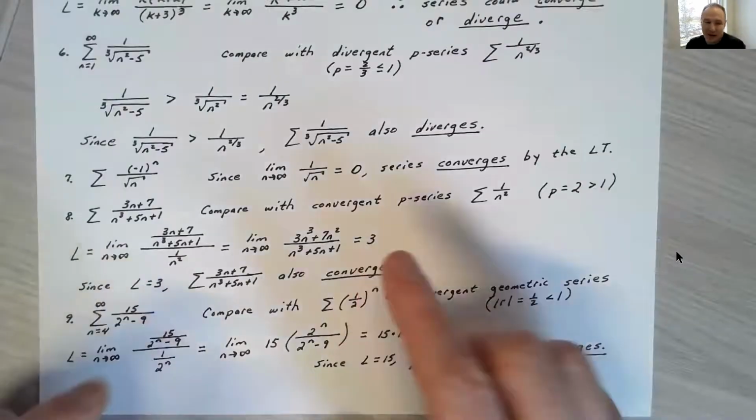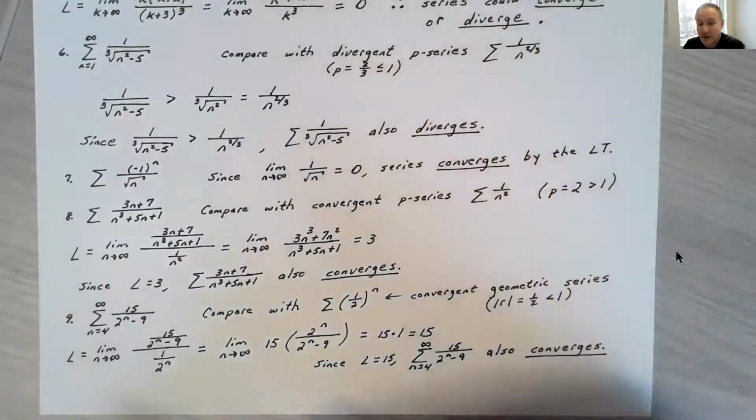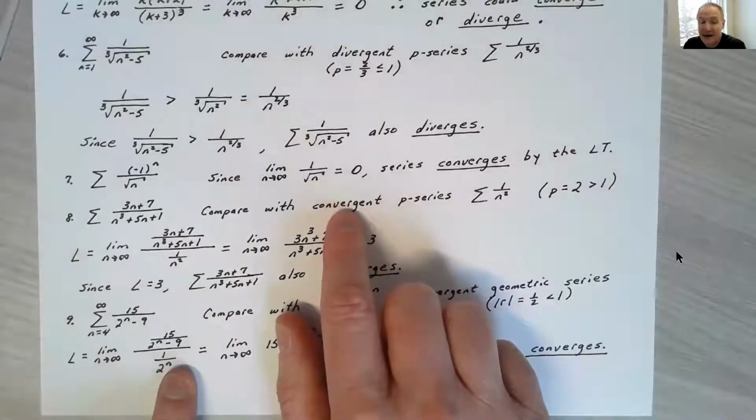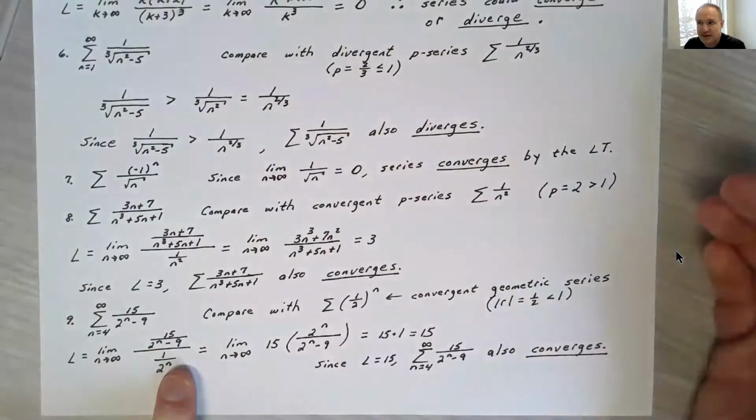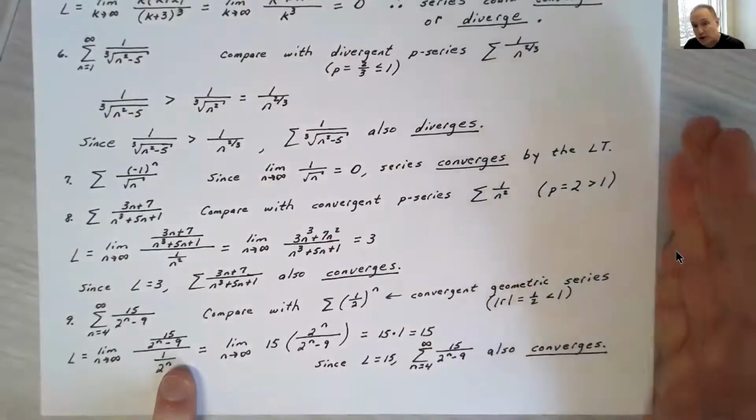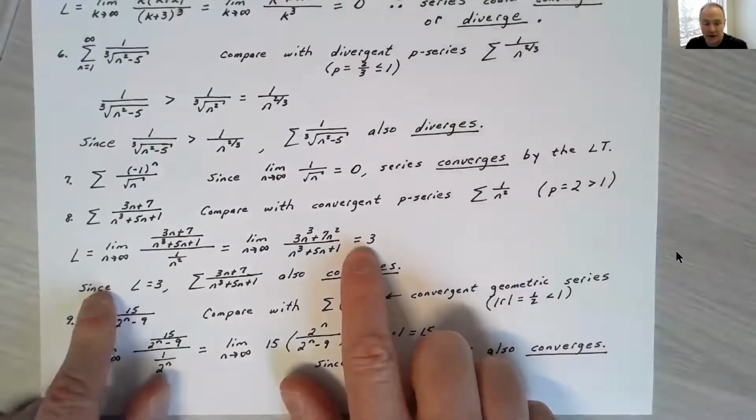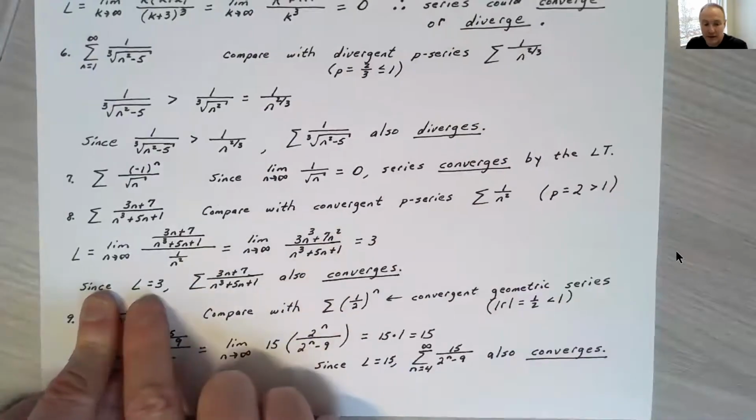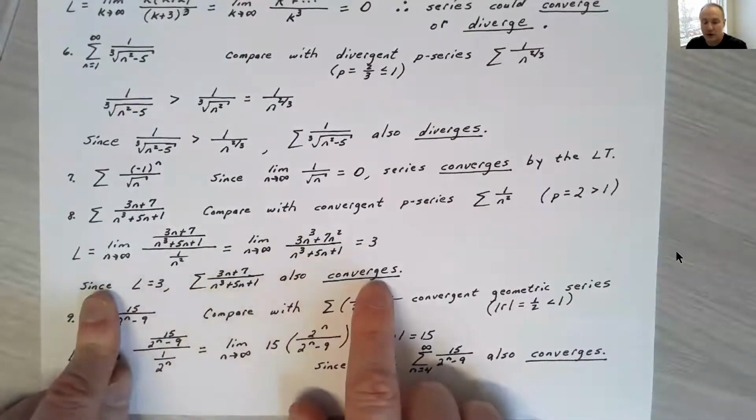So I'm saying, okay, our series is essentially a constant multiple, 3 times a series that I know converges. So if you're a constant multiple of 3 times a series that converges, then you're also a series that converges. That is the logic of the limit comparison test. So you'd say, since the limiting value is 3, our series also converges.